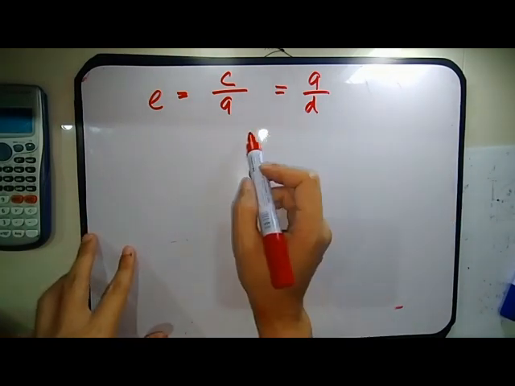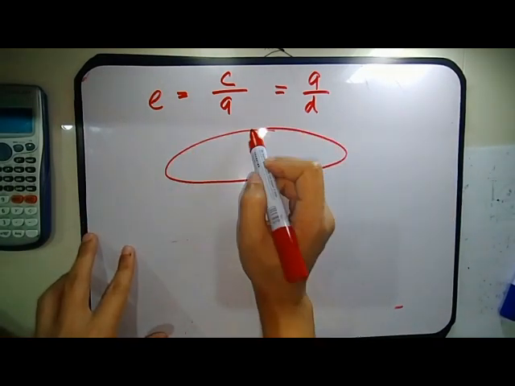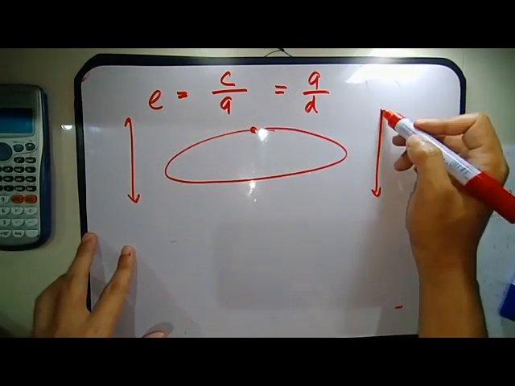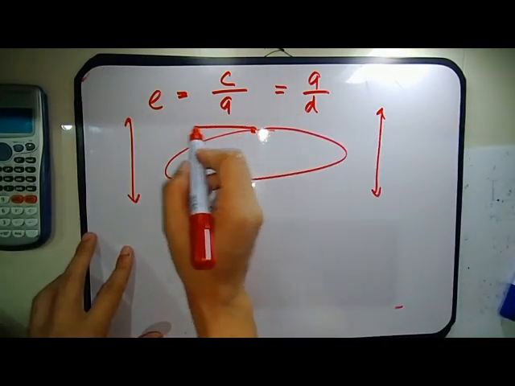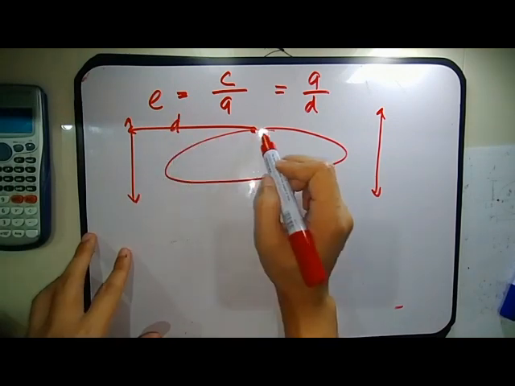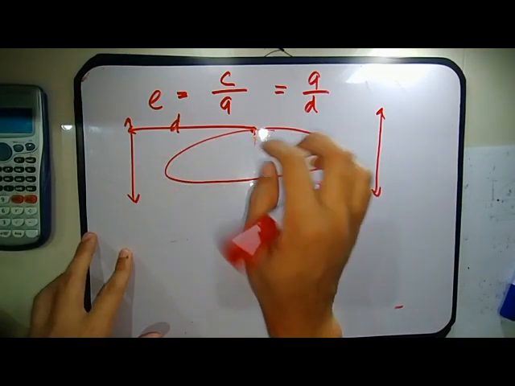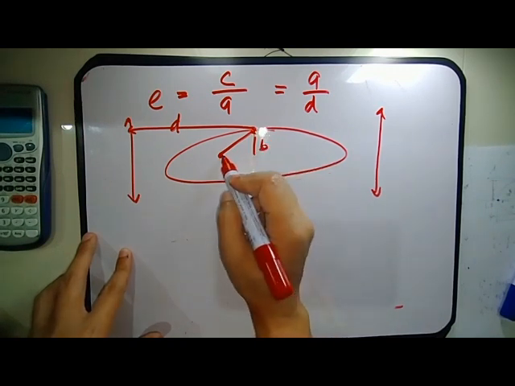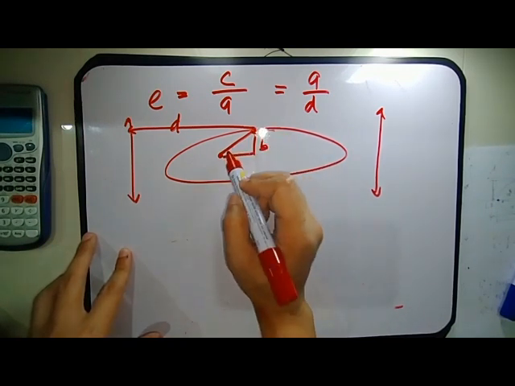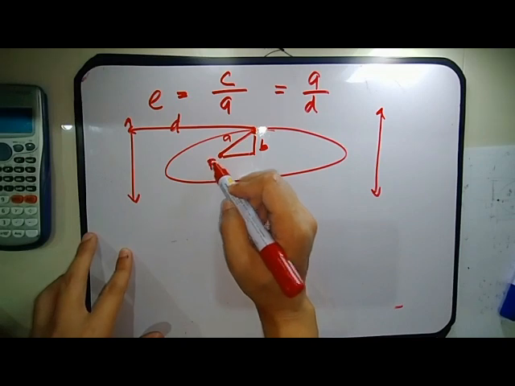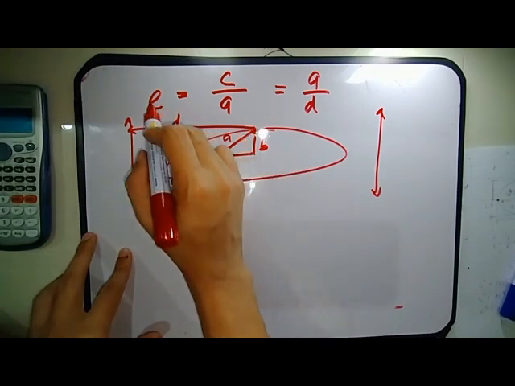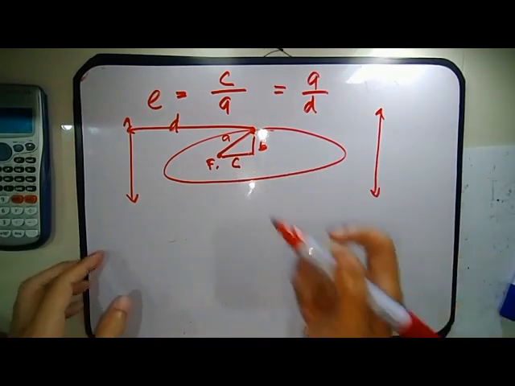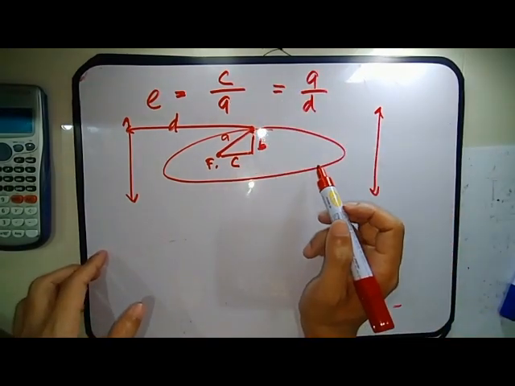So if this is our figure, this directrix, there are two. Then you have this distance, d. And the a here is from the focus to the top of your minor axis. So this is a. So a over d is the eccentricity, or c over a. So this is c. The c is given, and the a is also given.